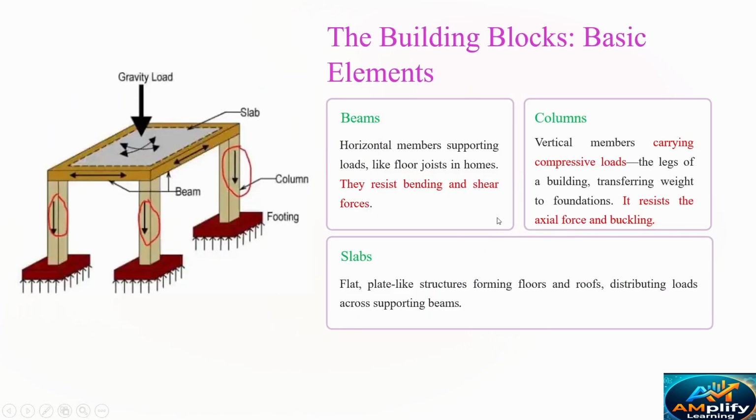The second topic is the basic elements used in structural engineering. We all know them: beam, column, and slab. What is a beam actually? A beam is a horizontal member of a structure. In this picture, what is the beam? It is the horizontal member.